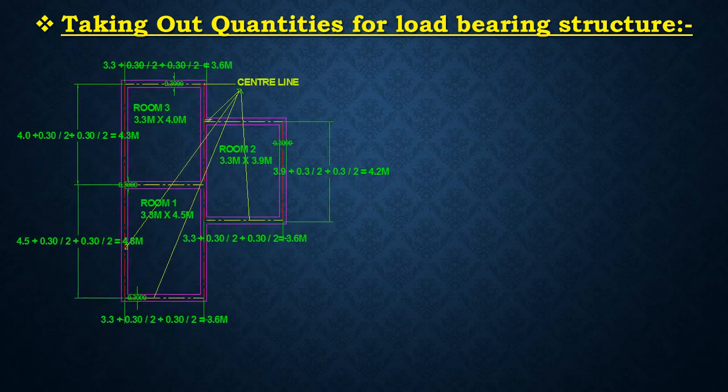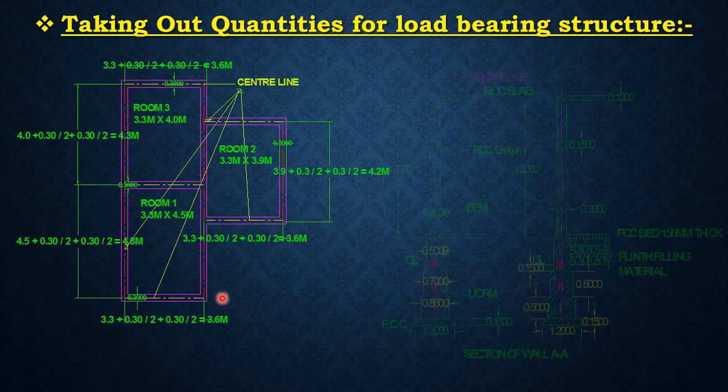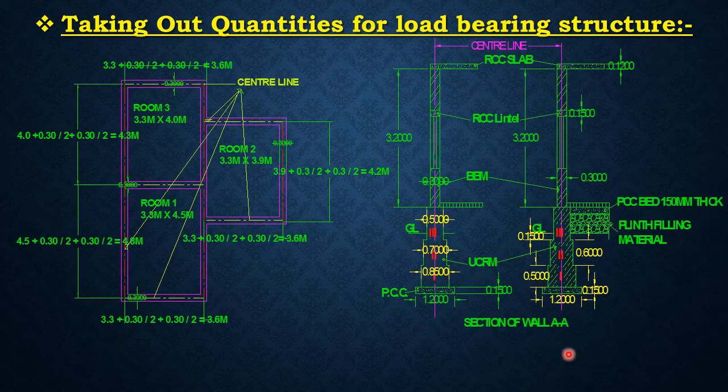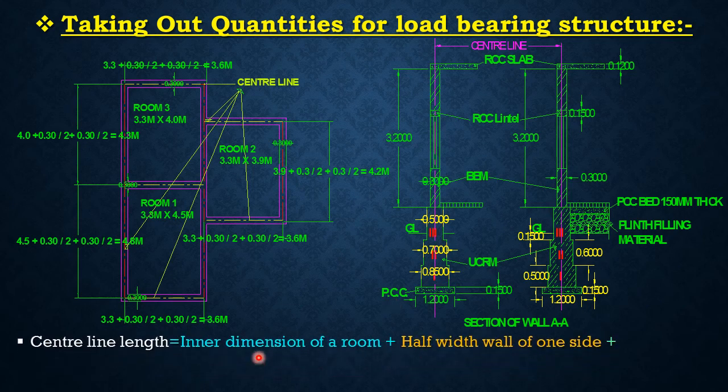Then first draw the foundation plan. This is a foundation plan with center line. Then what is center line? Center line is a line that passes through the center of wall or foundation. This is a section of wall in detail. Then calculate the center line length. How is it calculated? The formula is: center line length is equal to inner dimension of a room plus half width of wall on one side plus half width of wall on the other side.